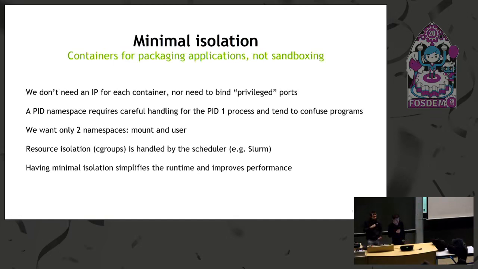We also wanted minimal isolation, so we don't need this fancy network namespace with overlays, or an IP for each container. We don't need to bind privileged ports. We also don't want a PID namespace because it tends to confuse some programs, as we saw before. And handling PID 1 is pretty tricky. We've seen a lot of people running sleep as PID 1.